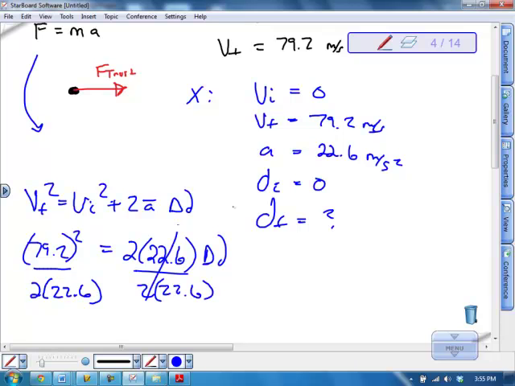And that gives us our answer, which is approximately 139 meters for our change in distance. So that's how much distance we're going to need. If we start from 0, we're going to need to go 139 meters in order to get that final speed according to this acceleration that we're able to reach.